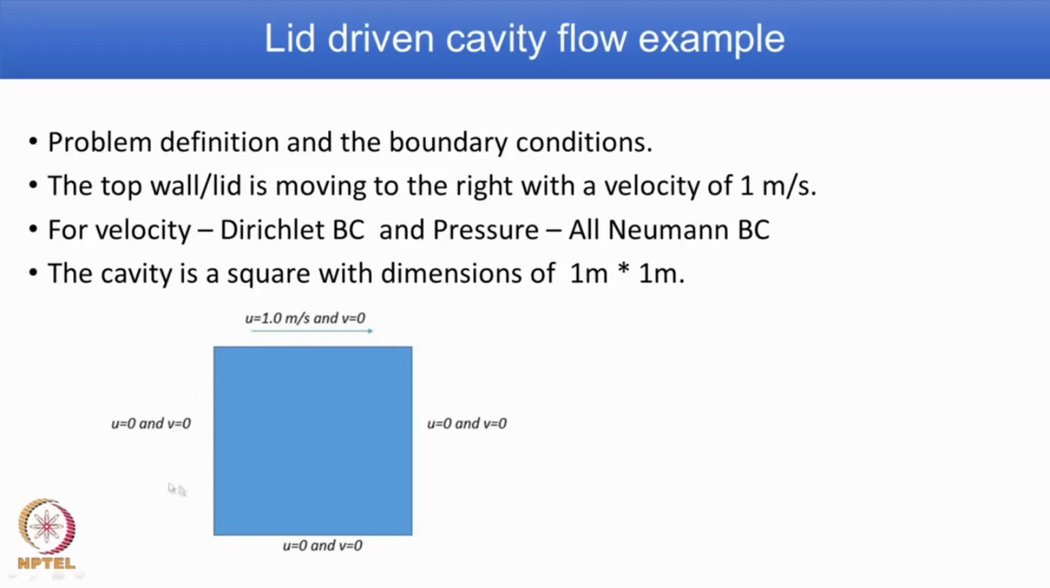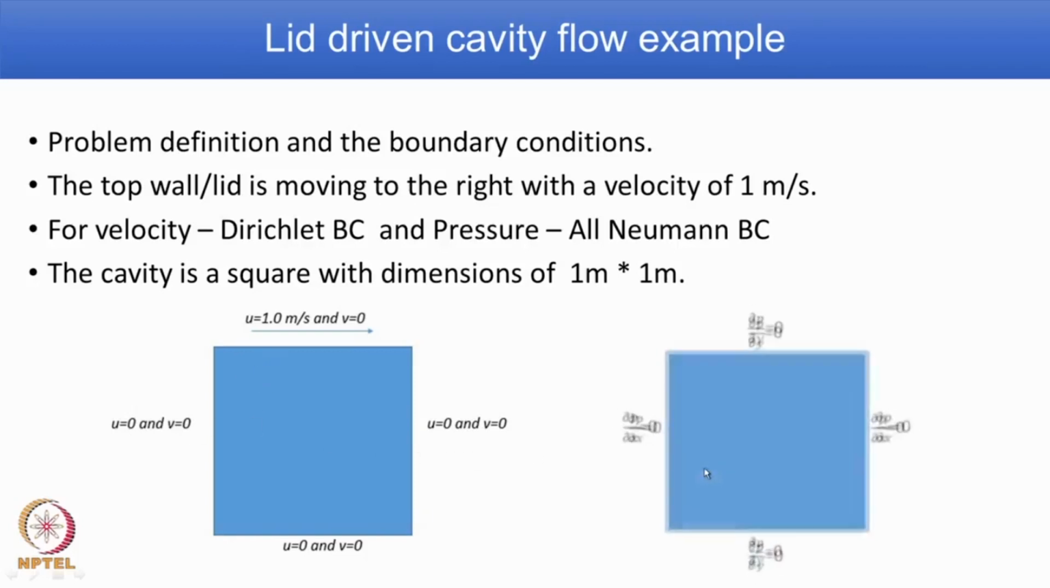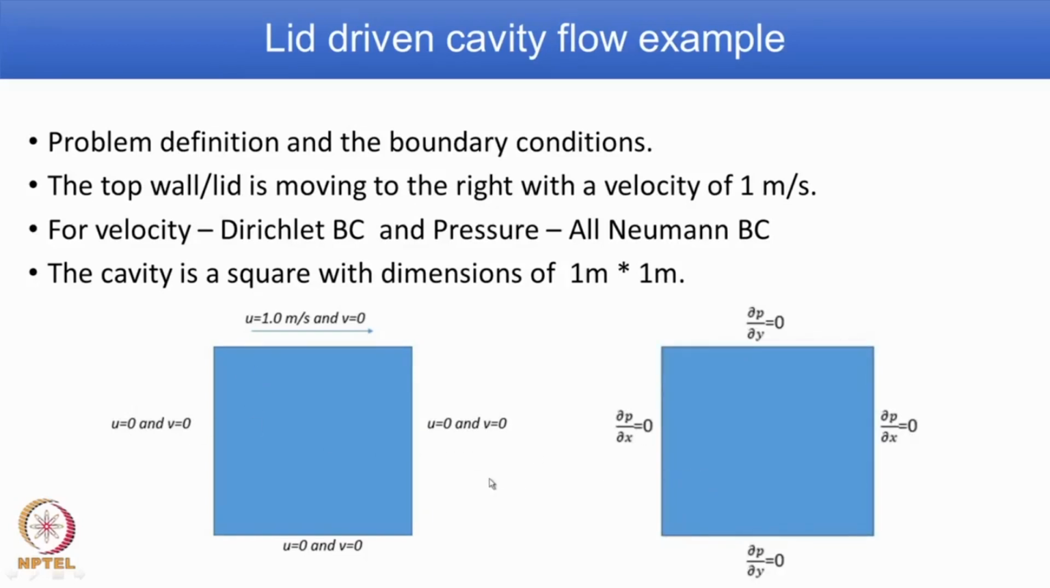So, the first one is for velocity, as you can observe here, the Dirichlet boundary condition applied for velocity, u equal to 0, v equal to 0, and so on. Now, if you are using pressure to apply the Neumann type of boundary condition, that is what is shown here. So, dou p by dou x is 0 on these vertical faces, and dou p by dou y is equal to 0 on this horizontal face.